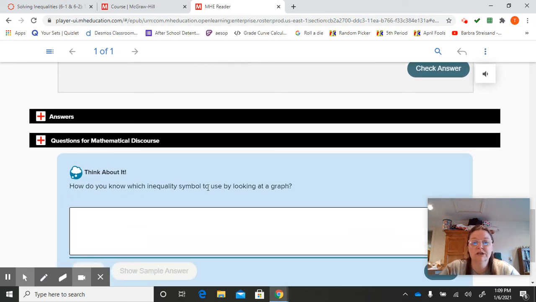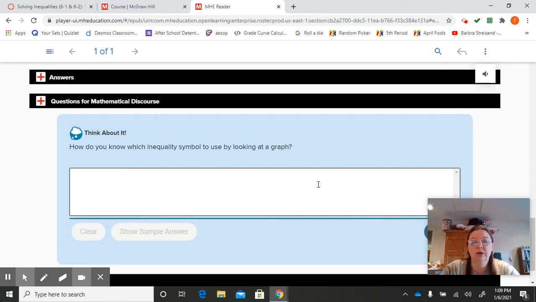How do you know which inequality symbol to use? By looking at the graph. Make sure you write that down in your notes and have that ready to go for later.